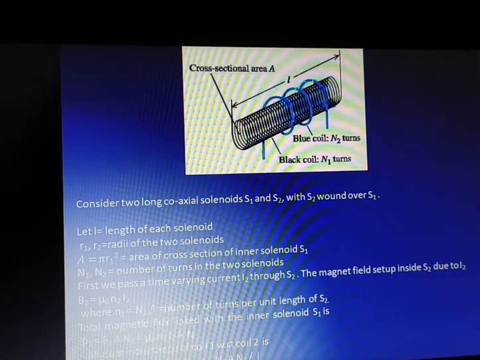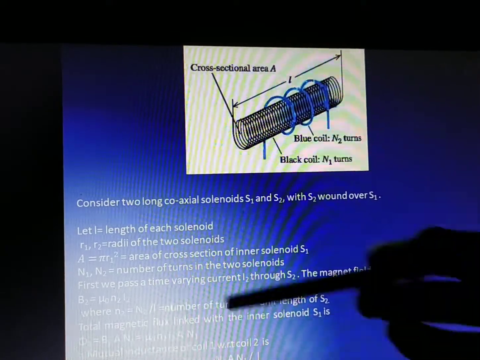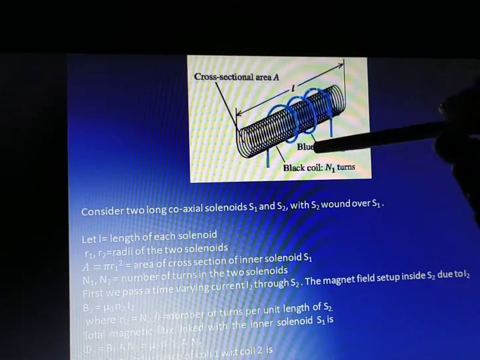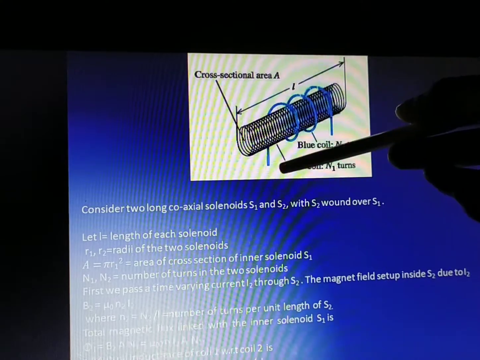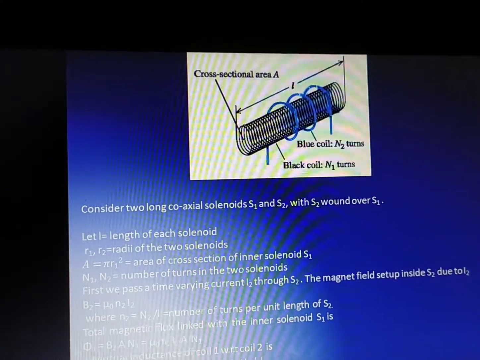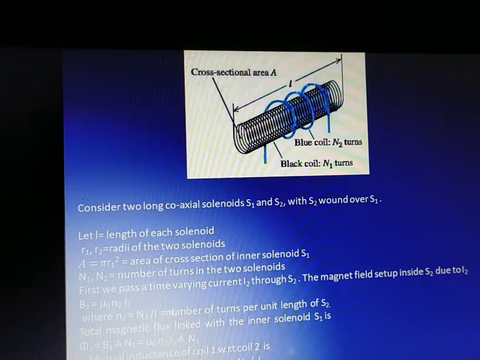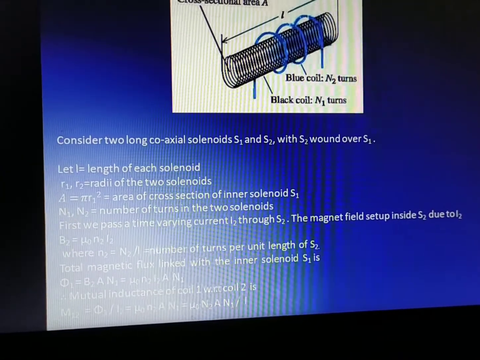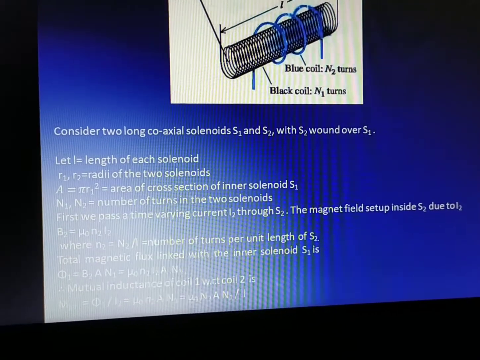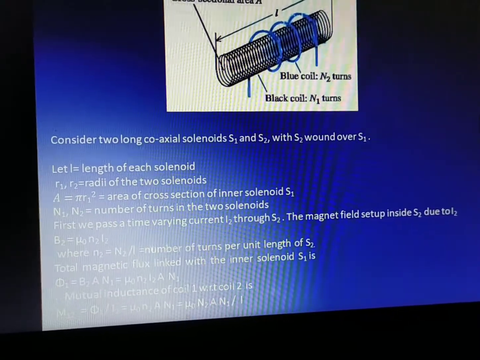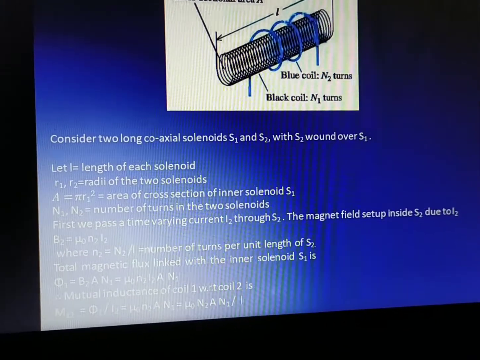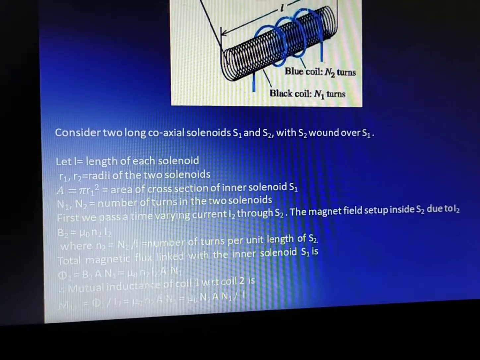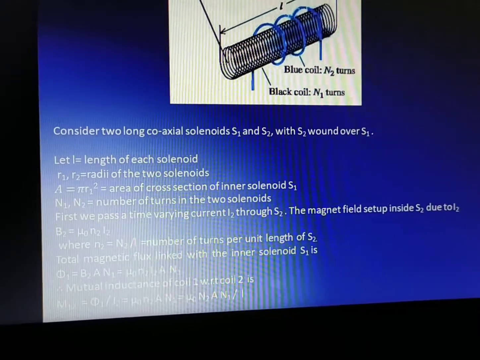We have already discussed that l is the length of the solenoid, and R1 and R2 are the radii of the solenoids S1 and S2 respectively. The area of the solenoid S1 will be pi into R1 square, because R1 is the radius of solenoid 1. N1 and N2 are the number of turns linked with coil number 1 and coil number 2 respectively.